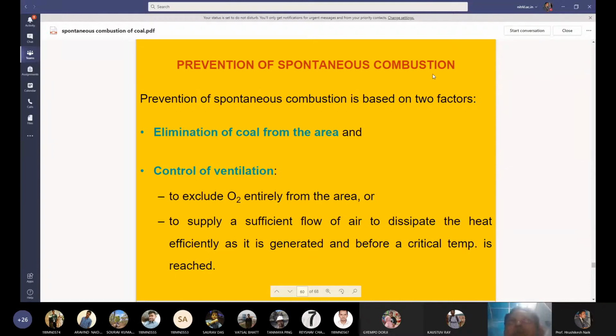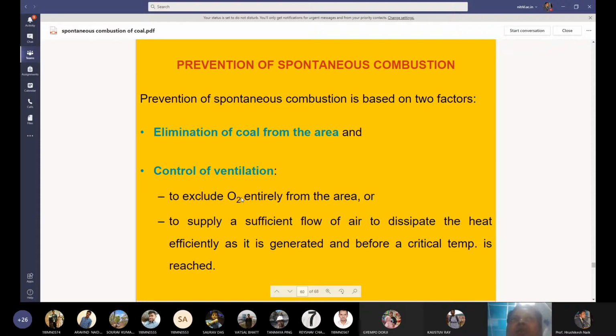These are the two ways of prevention of spontaneous combustion of coal. One is by elimination of coal from the area, and the other is controlling the ventilation system in the mines. The purpose of ventilation is to exclude oxygen entirely from the area, because oxygen is the prime force for the spontaneous combustion of coal.